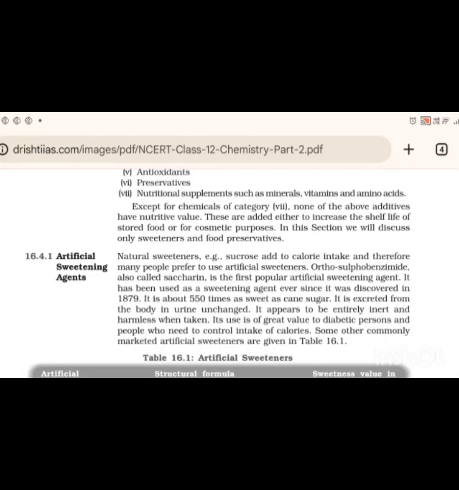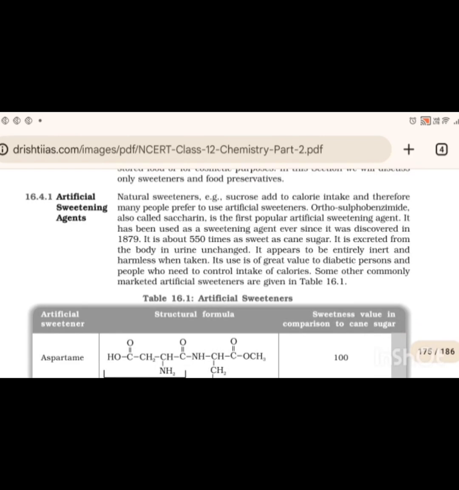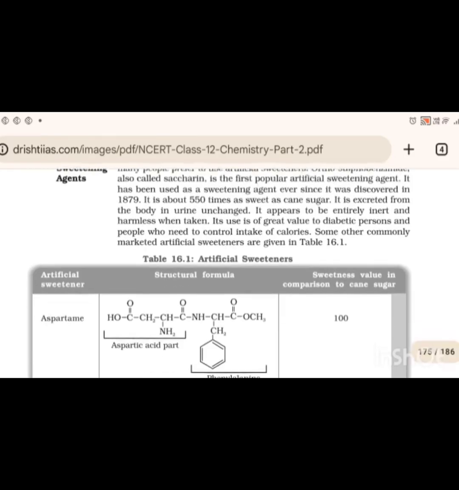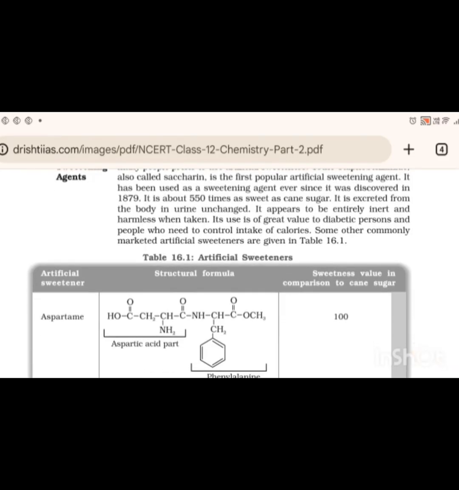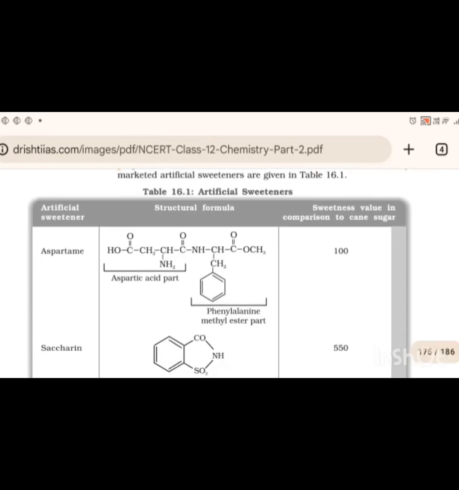Natural sweeteners such as sucrose add to calorie intake and therefore many people prefer to use artificial sweeteners. Orthosulfobenzimide, also called saccharin, is the first popular artificial sweetening agent. It has been used as a sweetening agent ever since it was discovered in 1879. It is about 550 times as sweet as cane sugar. It is excreted from the body in urine unchanged. It appears to be entirely inert and harmless when taken. Its use is of great value to diabetic persons or people who need to control intake of calories. Some other commonly marketed artificial sweeteners are given in this table.